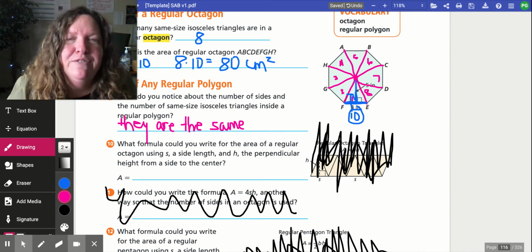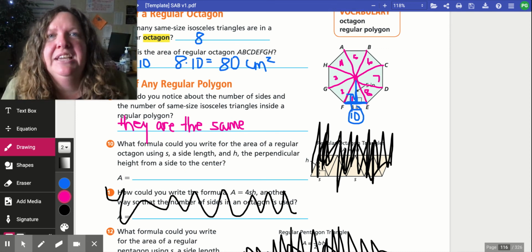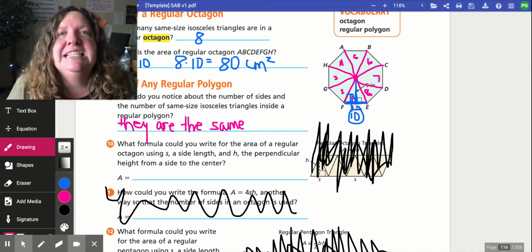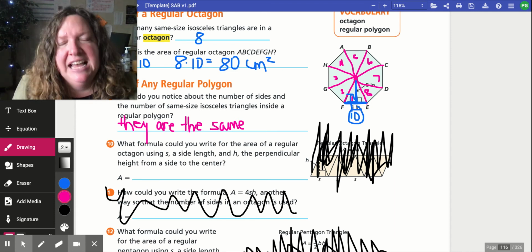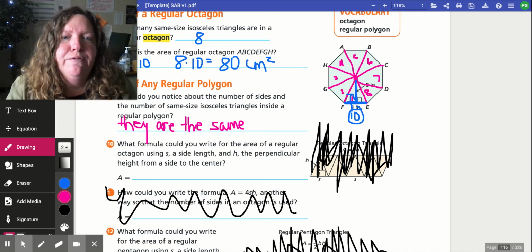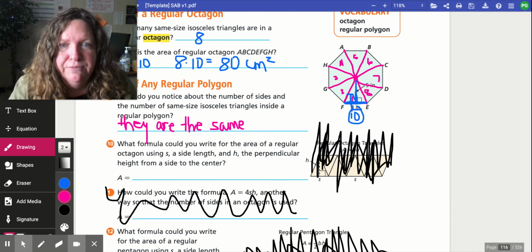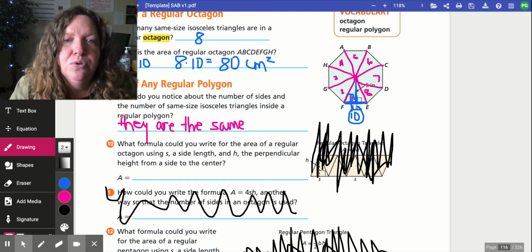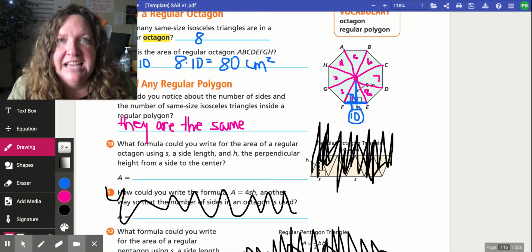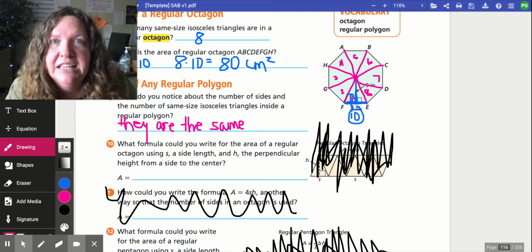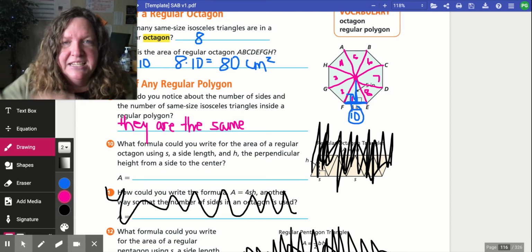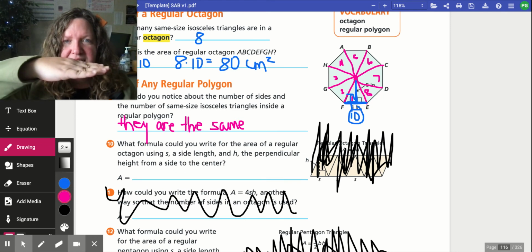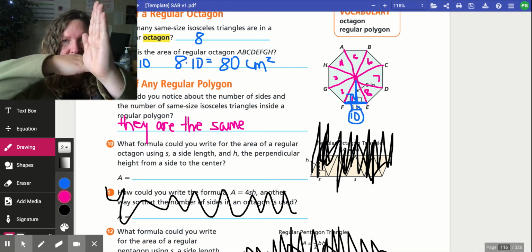Number 10, what formula? Remember, when we're talking about a formula, it has letters in it because it can work for any size, any type of that particular problem. So it says, what formula could we write for the area of a regular octagon using S as the side length. There's that letter. It doesn't tell us how long the side length is. That's letter S. It tells us it has S, that's the length of the side, and H, that's the length of the height.